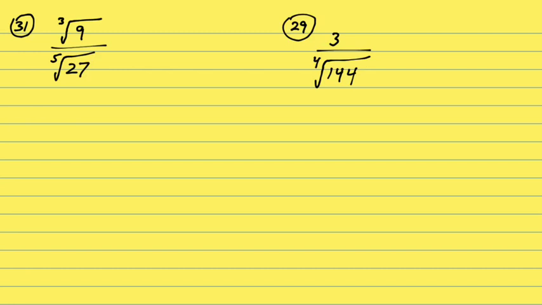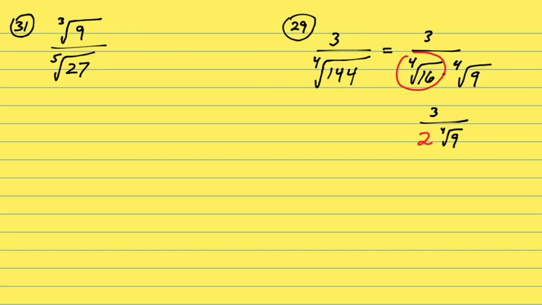What is 2 to the 4th? Is it 16? So we could write this, I believe, as 3 over the 4th root of 16 times the 4th root of 16 times 9 is 144. And what is the 4th root of 16 here? Should be a 2, right? Times the 4th root of 9.